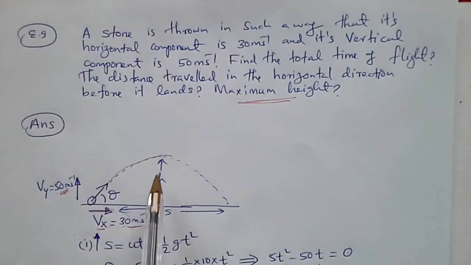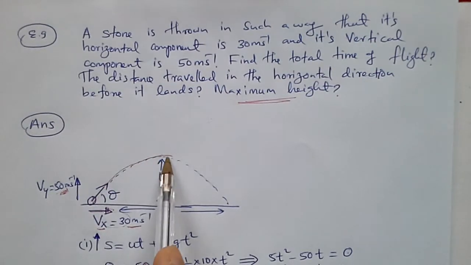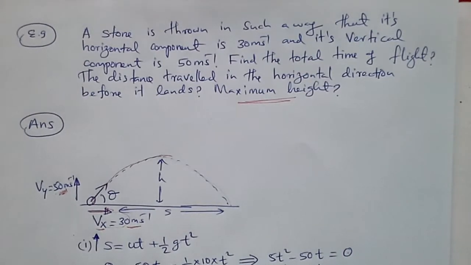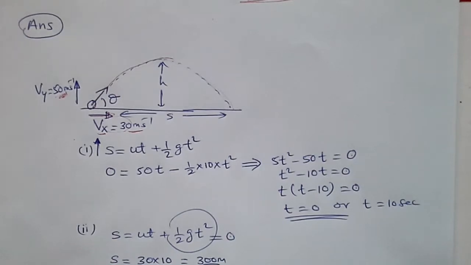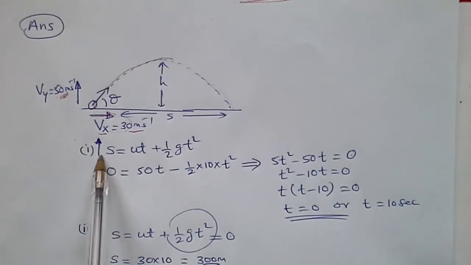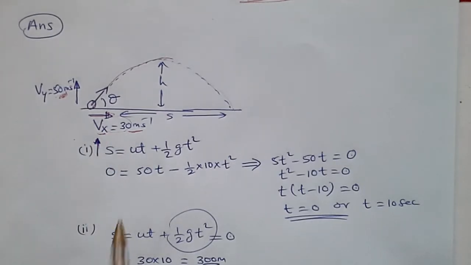So the first part of the problem is you need to find the total time of flight. Meaning if you throw a stone from this point, what is the total time taken for this flight? So how do you do this? I'm going to use s equals ut plus half gt squared for the whole journey. I'm using this equation upward, and I'm trying to calculate the total time of flight.